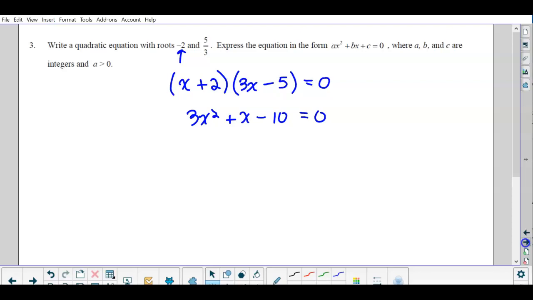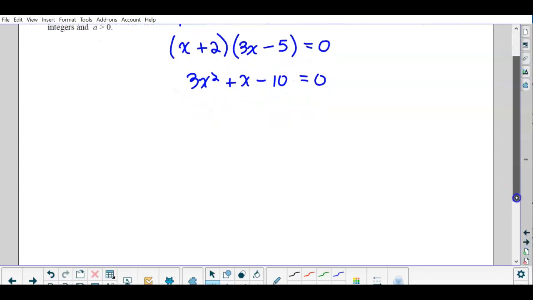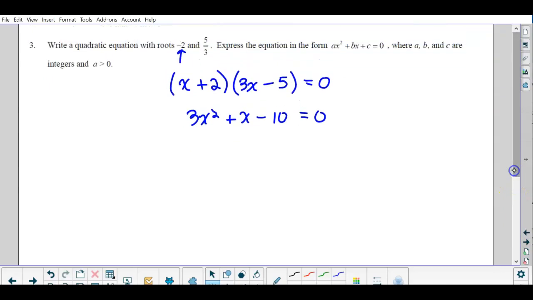And that's it. That's your check. It says A, we want A to be greater than 0. A is the coefficient of x squared. It's greater than 0. Okay. If it wasn't, just divide everything by negative 1.